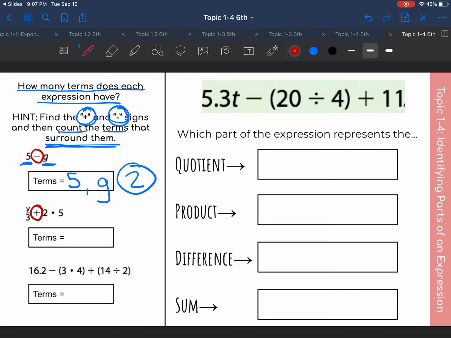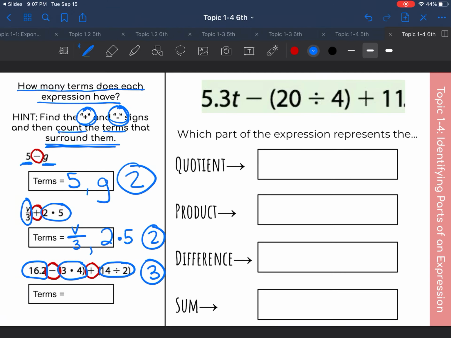The next one, I'm going to circle the plus or minus sign. So I have this plus sign, and that's it, because that dot stands for multiplication. So this is a term, and this is a term. So V over 3, or V divided by 3, and 2 times 5. So again, this one also has 2 terms. And then lastly, we're going to circle any plus or minus in the third one. It's right here, minus sign and a plus sign. So the terms are what are surrounding the plus and minus signs. So we have this, this, and this as terms. So there's 3 total terms, and we can write them as 16 2/10, 3 times 4, and 14 divided by 2. All right, so again, if you circle the plus and minus signs, anything that is around them is a term. So the plus and minus signs separate terms.